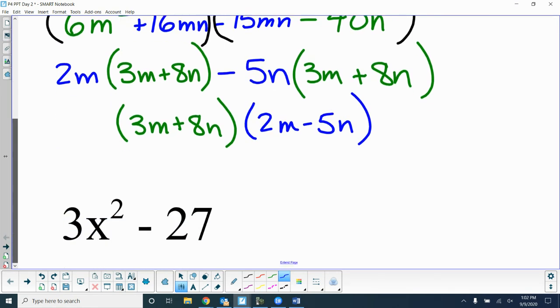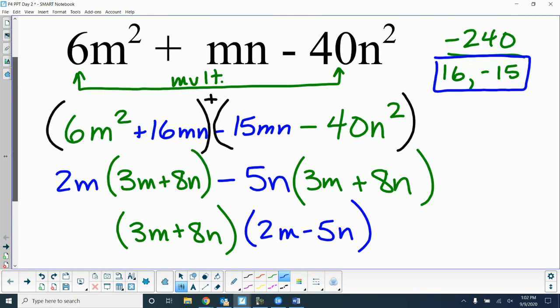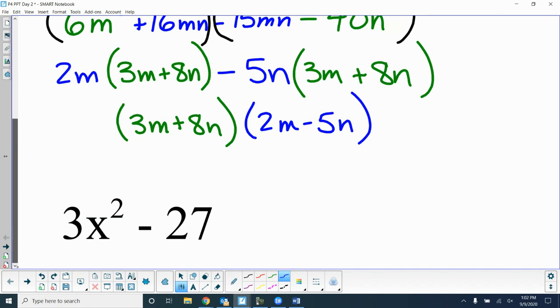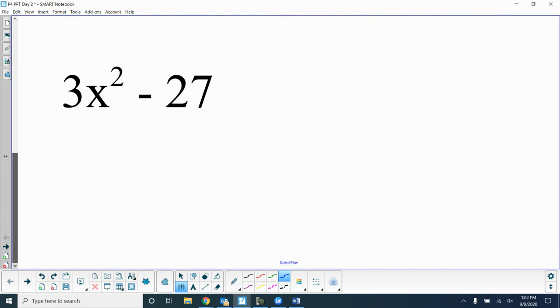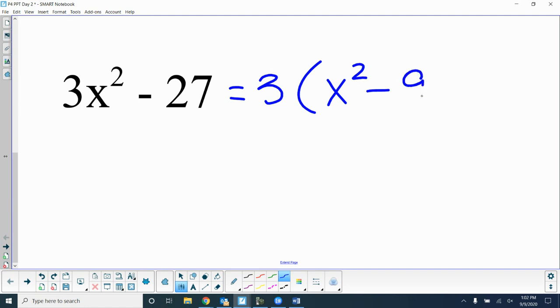Okay. This one. Is there a GCF? Yes. It is what? 3. Then divide. 3x squared divided by 3 is x squared. Negative 27 divided by 3 is a negative or a minus 9. Are we finished? No. Cody, what do I got to do?